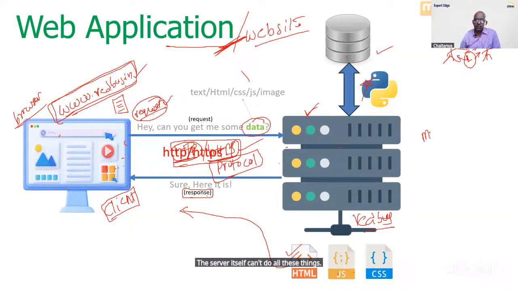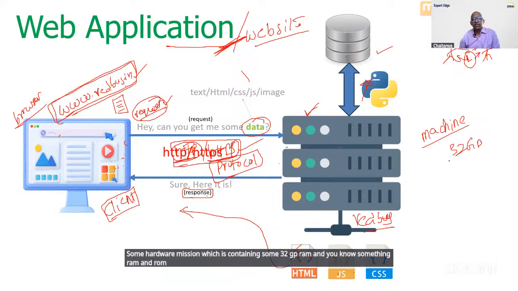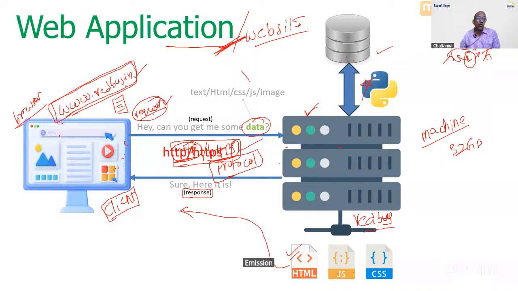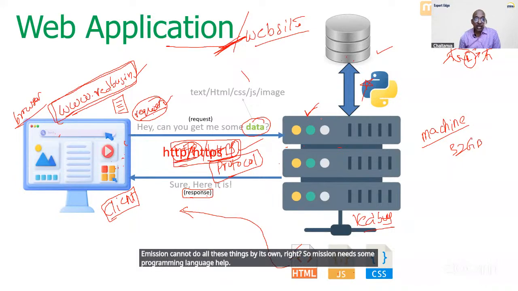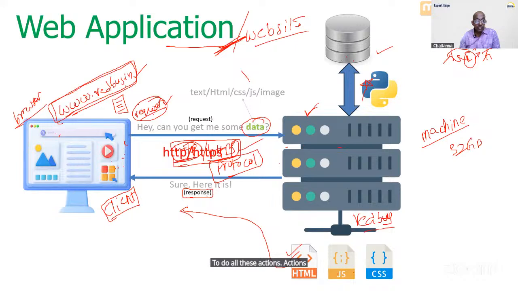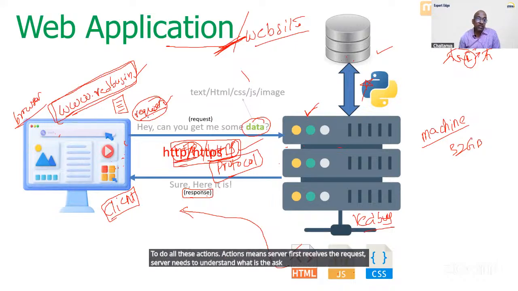The server itself can't do all these things. The server is just a hardware machine containing some 32 GB RAM and ROM and some operating system. That's it. A machine cannot do all these things on its own, right? So the machine needs the help of some programming language to do all these actions. Actions means the server first receives the request. The server needs to understand what is being asked in that request. That is step one. The server then connects to the database and fetches the data from the database. Step two.